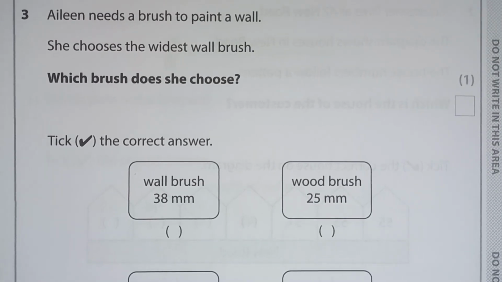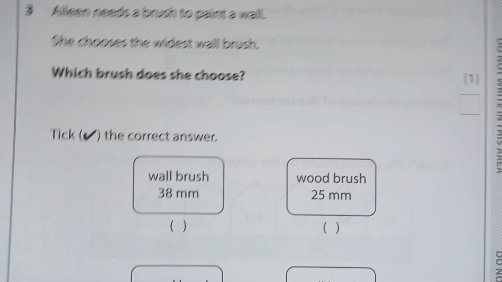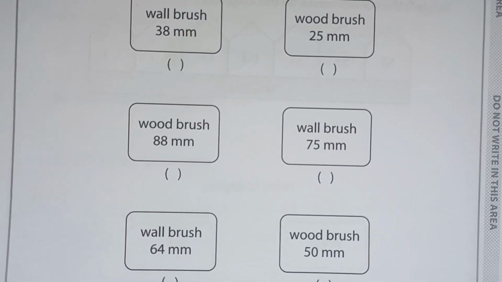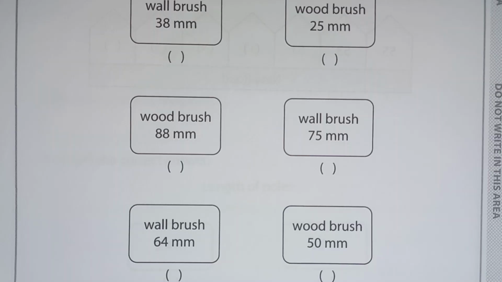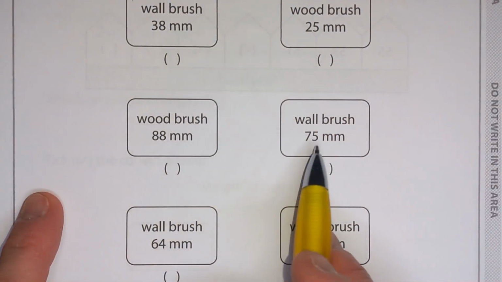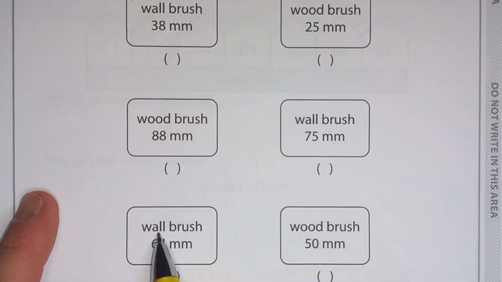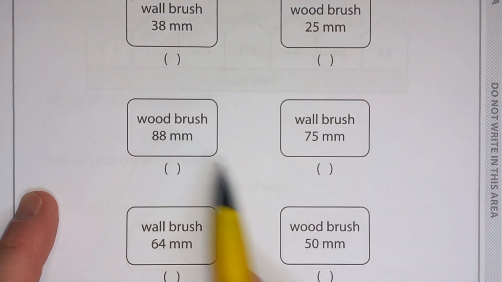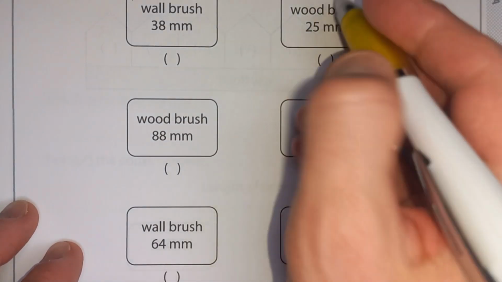Question 3. Aileen needs a brush to paint a wall. She chooses the widest wall brush. Which brush does she choose? Right, so we've actually got 6 brushes on here. We've got the measurements, but it also tells us the type of brush. Some are wall brushes and some are wood brushes. Now we wanted a wall brush, so we don't want these wood ones.